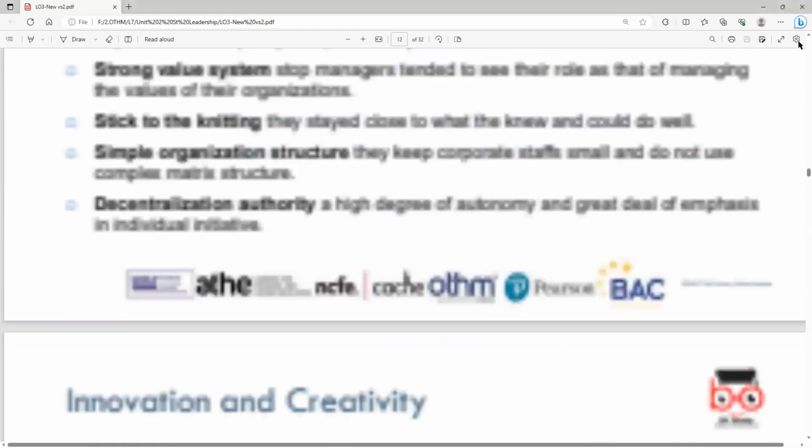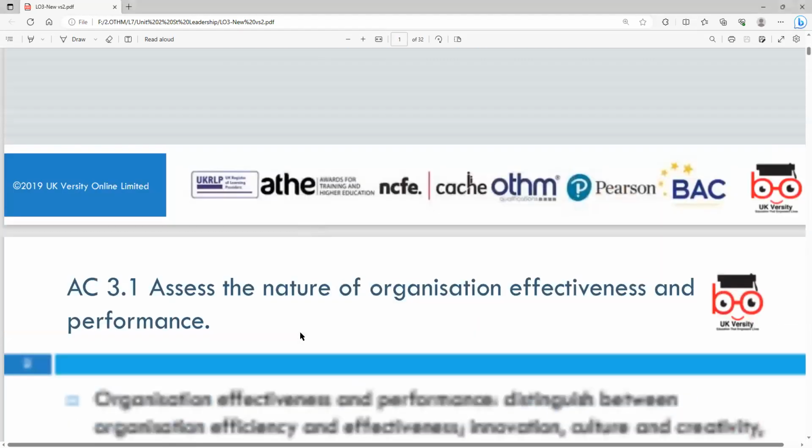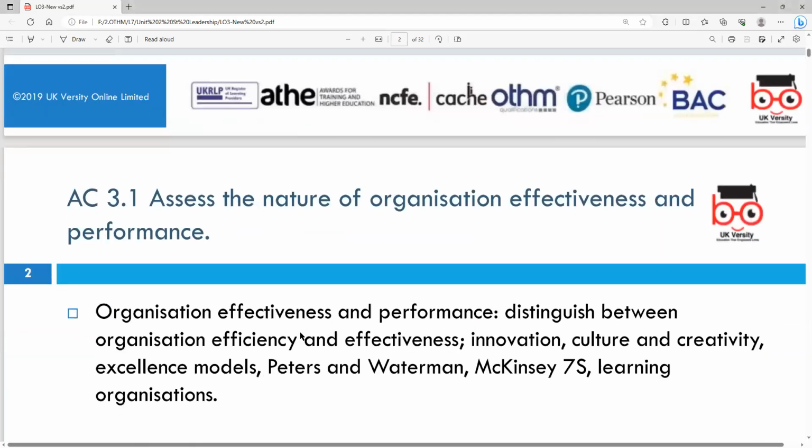So let's start with 3.1. We're looking at assessing the nature of organization's effectiveness and performance. So first of all, we need to look at the difference. What is effectiveness and what is efficiency?